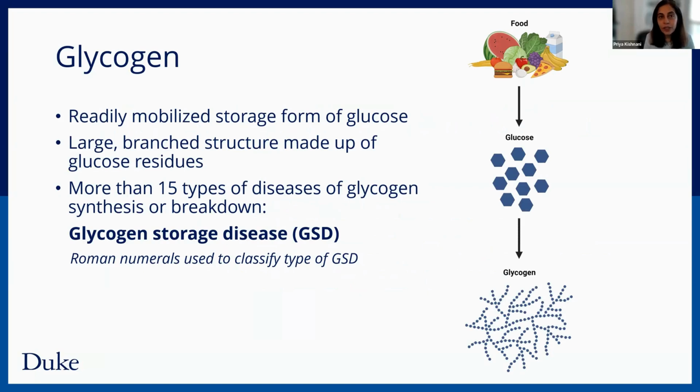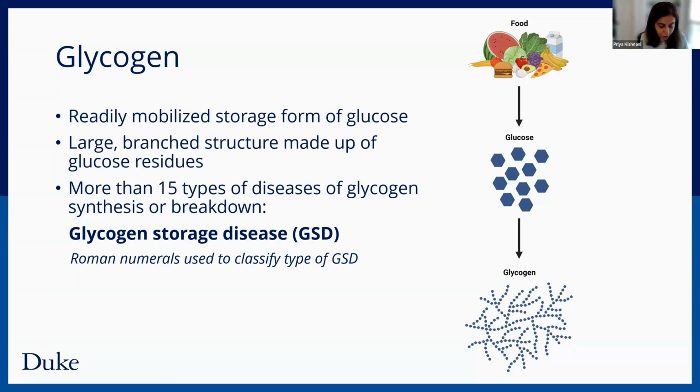So I think for this audience, we all recognize where glycogen is coming from and how it is ultimately the storage form of glucose, and that it has a very branched structure really to make it compact as a storage mechanism for the glucose. And again, for this audience, we know that there are more than 15 types of glycogen storage diseases, either a problem with the synthesis or with the breakdown or with the transport of it.